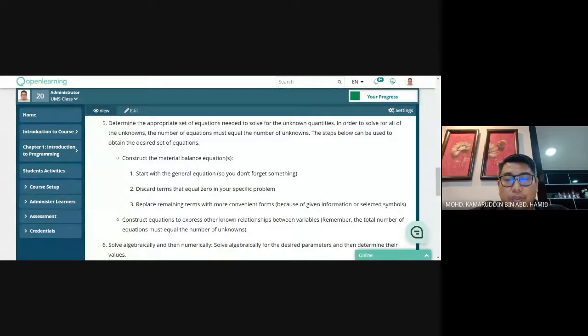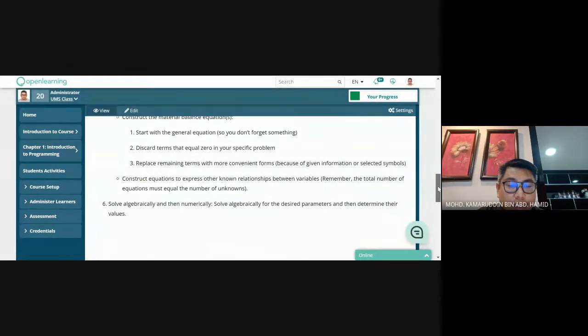So in order to solve for all of these unknowns, the number of equations must equal the number of unknowns. This is how you can obtain the desired set of equations. Construct the material balance. I know that you are not taking this course yet, maybe next semester, but don't worry, in this case we will help you. Discard terms that equal 0, replace remaining terms in a more convenient form. Okay, you may read that.